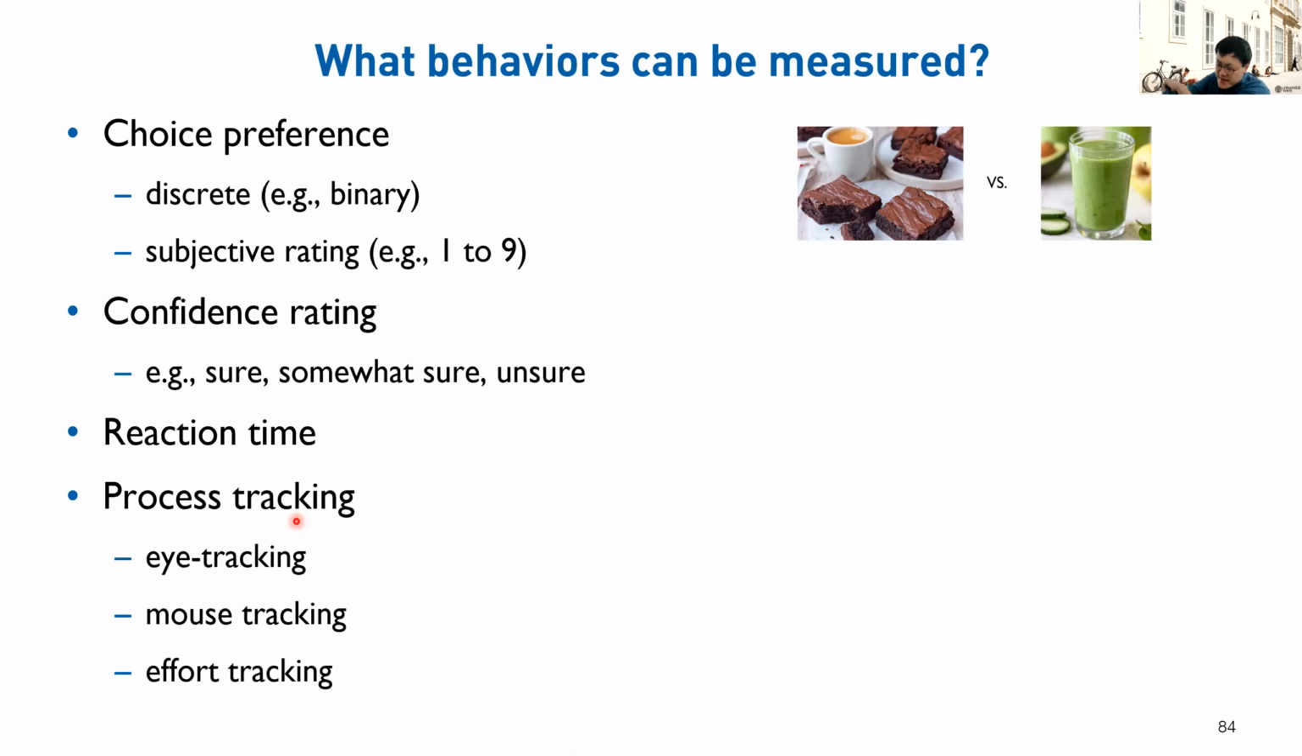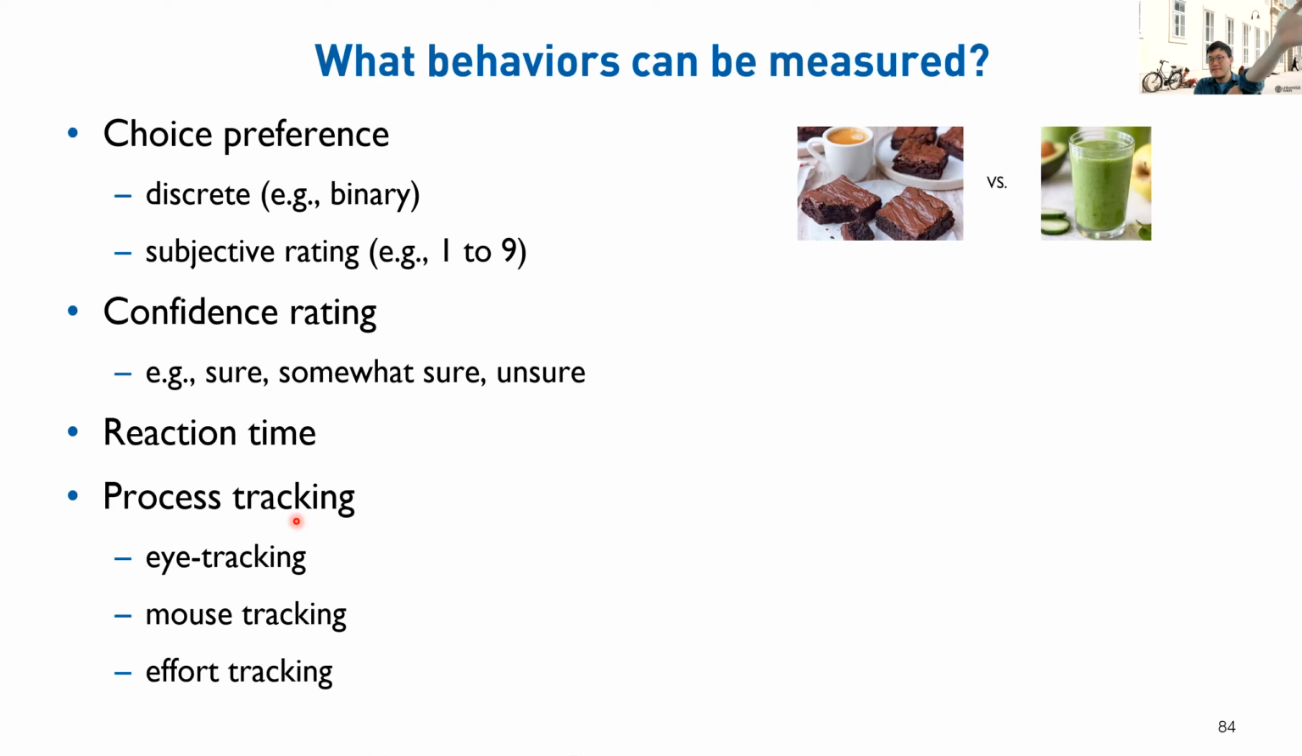So the assumption is like this. If I tell you to make a decision between chocolate brownie and smoothie, you press the button, you tell me A or B, and I could also measure your reaction time, how fast or how slow you are making it. But you might imagine there are some in-between processes that are unknown to the researcher. So what can that be?